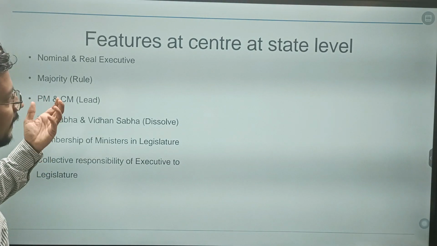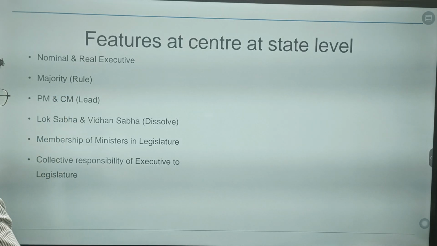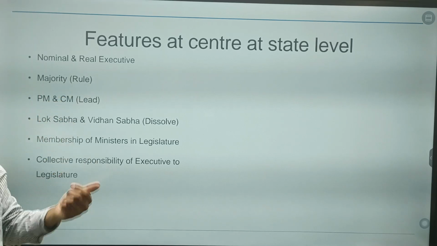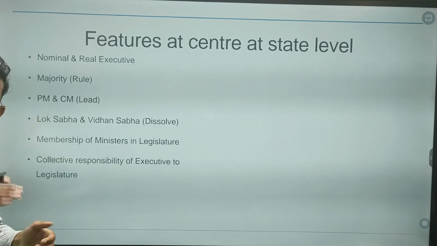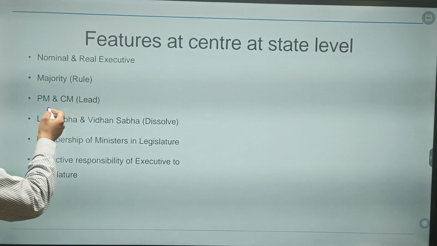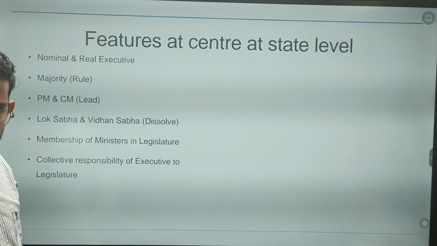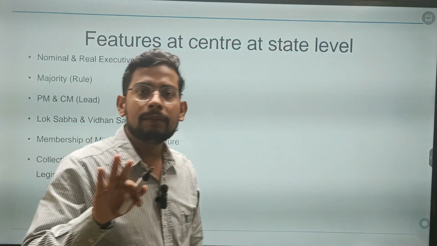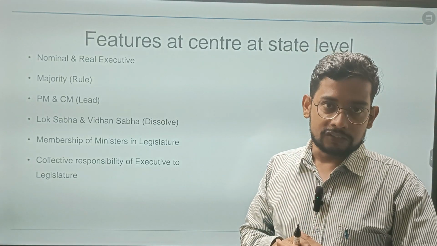Then features at center and state level. For example, features are almost the same. Nominal and real executive at state and central level. At state level, the nominal executive will be the governor, and the real executive will be the chief minister. Majority rule at state and central level. The majority party will rule. Then PM and CM will lead the coalition. Lok Sabha and Vidhan Sabha can be dissolved, and there is membership of ministers in the legislature, and no one can become a minister without having membership in the concerned state legislature.